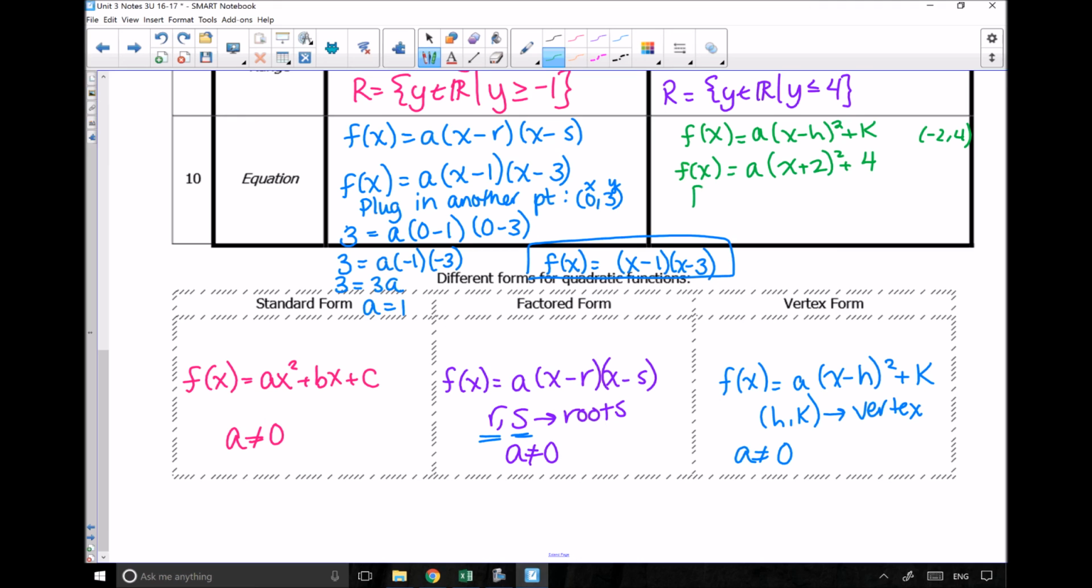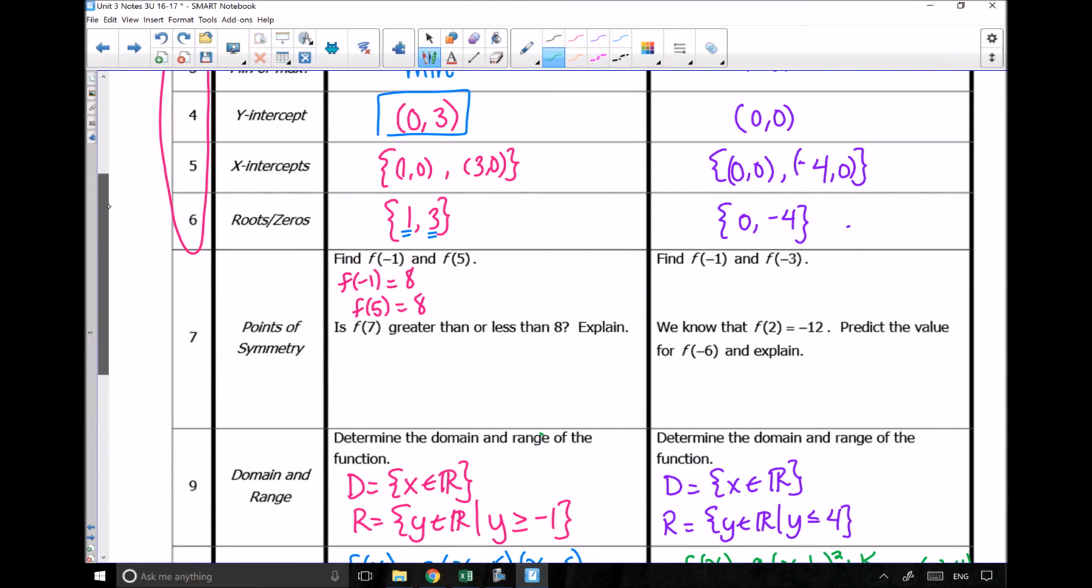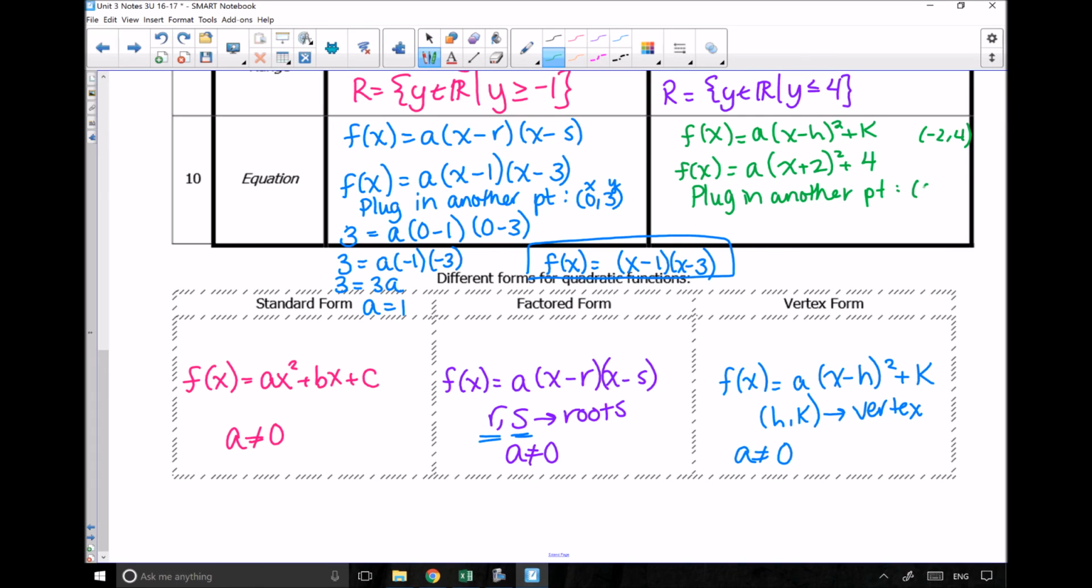Then I'm going to plug in any other point. This time it can be anything I want as long as it's not my vertex this time. So this time what I'm going to do is I'm going to plug in my y-intercept again, because it's still not my vertex. So I'm going to plug in 0, 0. Sorry. So right here, I'm going to have 0, 0. So instead of f of x, I'm going to have 0 equals a times 0 plus 2 squared plus 4. So I get 0 equals a times 2 squared plus 4. 0 equals 2 squared is 4, so I get 4a plus 4.